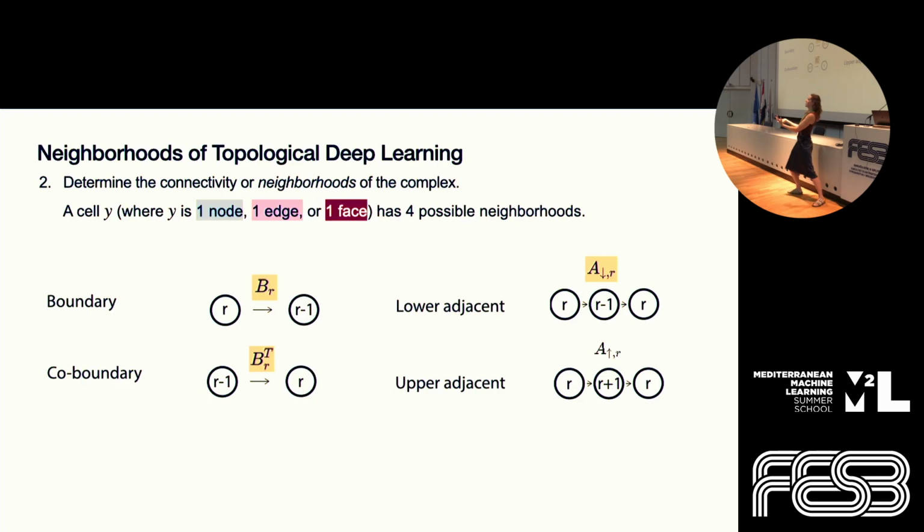Just to connect this back to what we saw earlier, the graph has one neighborhood. Well, it has one adjacency, and it's the adjacency of the nodes. It is the upper adjacency of the nodes. That is kind of all we have access to in the graph. With TDL, we have access to all this new kind of rich connectivity across arbitrary rank. So hopefully that gives you a hint as to why these models are much more expressive.